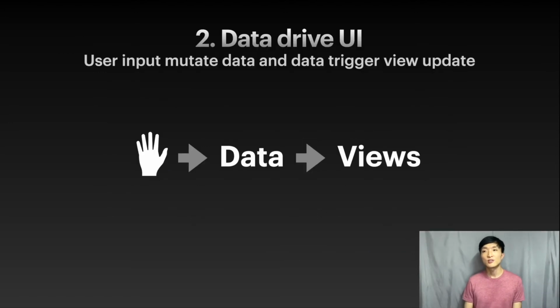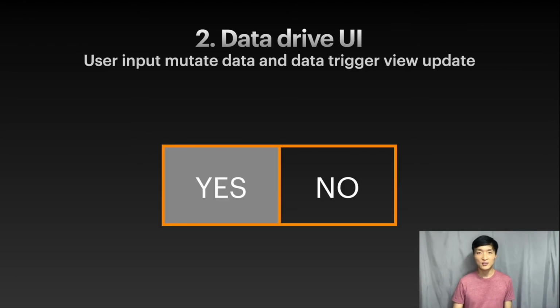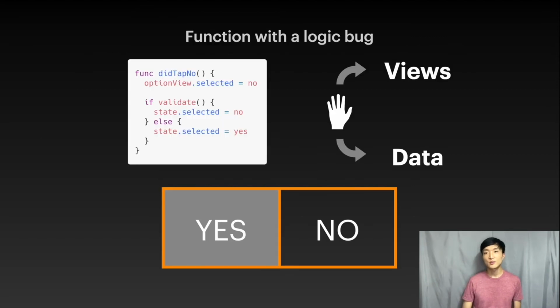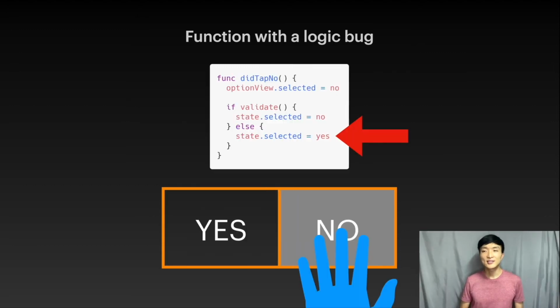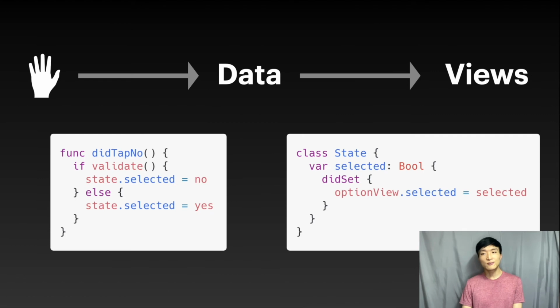The second strategy is to make UI data driven. User input changes the data, and that mutated data triggers UI update. Let's think about the switch, toggling yes and no. This function updates UI and state at the same time on tapping no. As we can see, if validation fails, UI is updated to false, but the selected state stays same, true. To resolve this issue, as we saw in the previous slide, tap no function only updates the state isSelected, and changes of isSelected update the view option view.